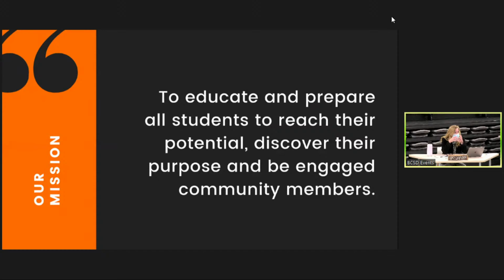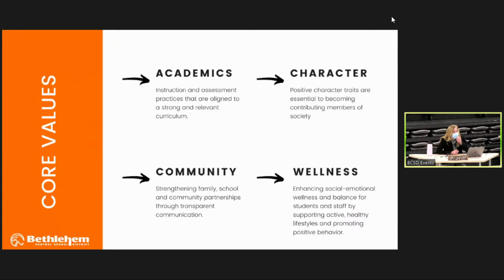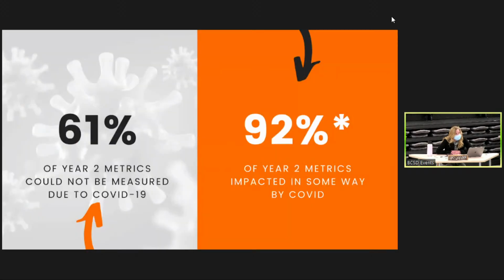Our mission statement we came up with is to educate and prepare all students to reach their potential, discover their purpose, and be engaged community members. In our core values, we identified as academics, character, community, and wellness, and that's how our metrics are broken up. So this year, due to COVID, 61% of our year 2 metrics could not be measured, and 92% of them were impacted in some way.